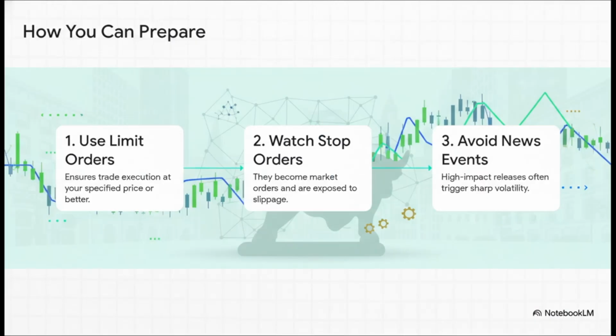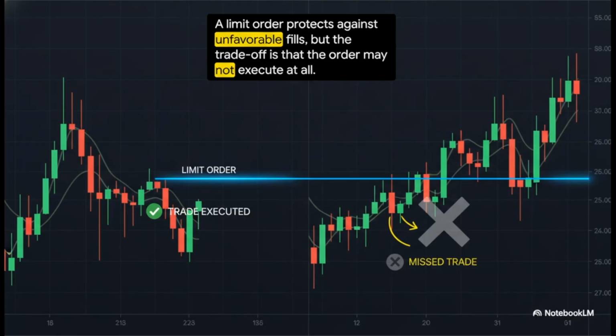But it's not all on the broker. As a trader, you have tools at your disposal too. It really comes down to choosing the right order types and just being smart and strategic about when you decide to trade. Okay, first up, using limit orders. This is a big one. A limit order basically protects you from getting a bad price. It ensures your trade is only executed at the price you specified, or hey, maybe even better. Now what's the catch? The trade-off is that if the price never reaches your level, your order might not get filled at all.